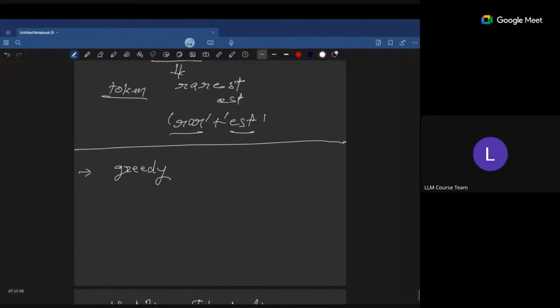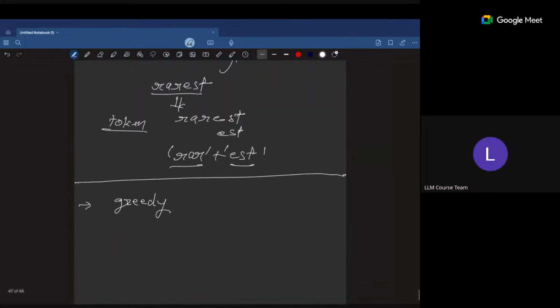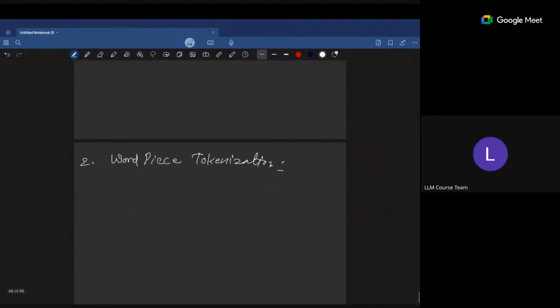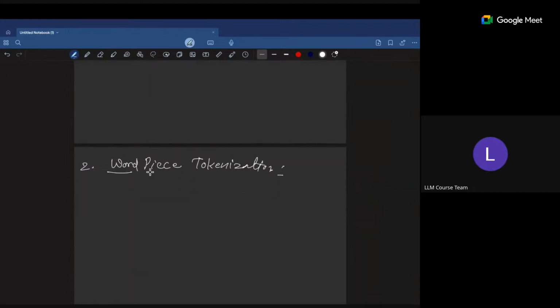So what do we do? This greedy nature of BPE is because of this deterministic way, right? Because we are looking at the highest occurring pair in the corpus and replacing them. So we want to add some probabilities to that. So we move to the next tokenization, which is WordPiece tokenization.